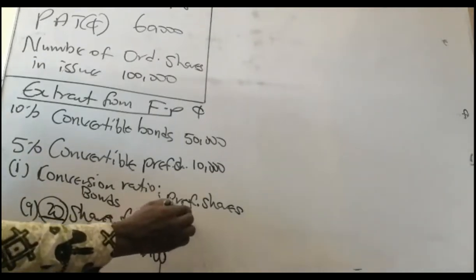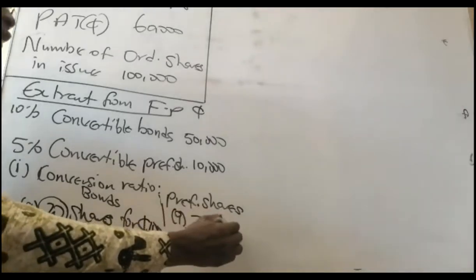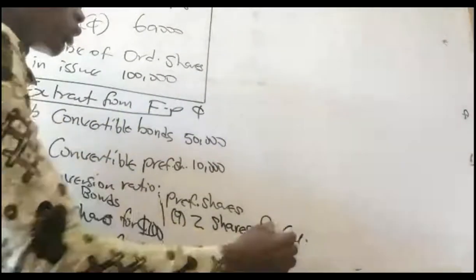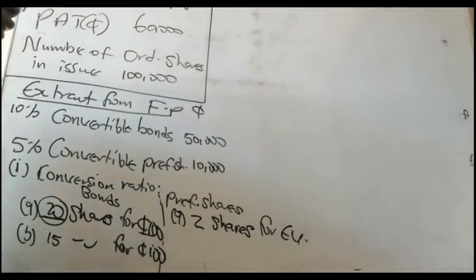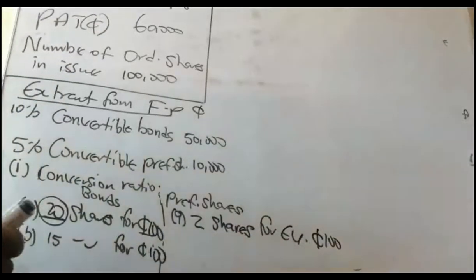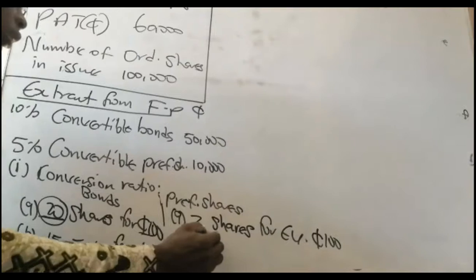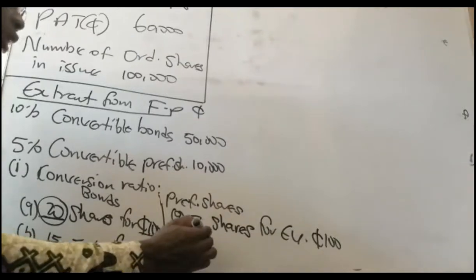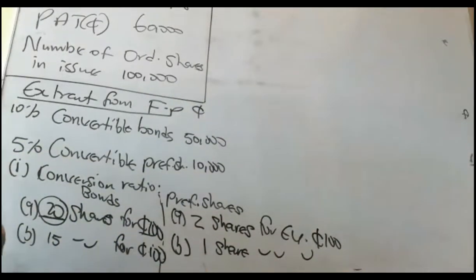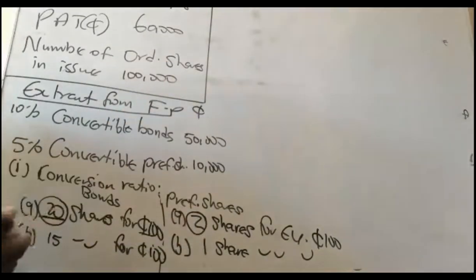The first conversion ratio will be two ordinary shares for every 100 Ghana cedis preference shares. The second conversion, B, is one share for every 100 Ghana cedis. Here we finally pick the most dilutive, the one that will give us more ordinary shares.